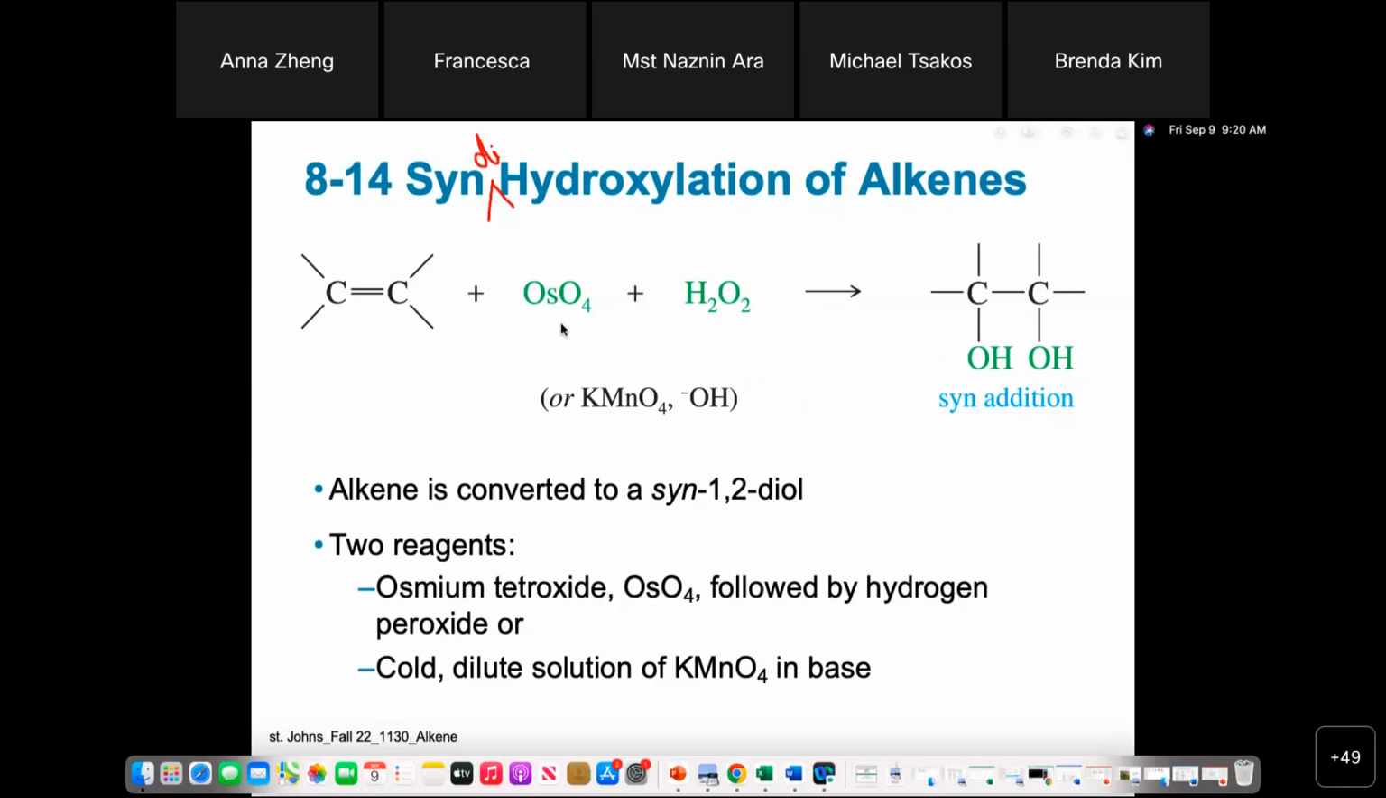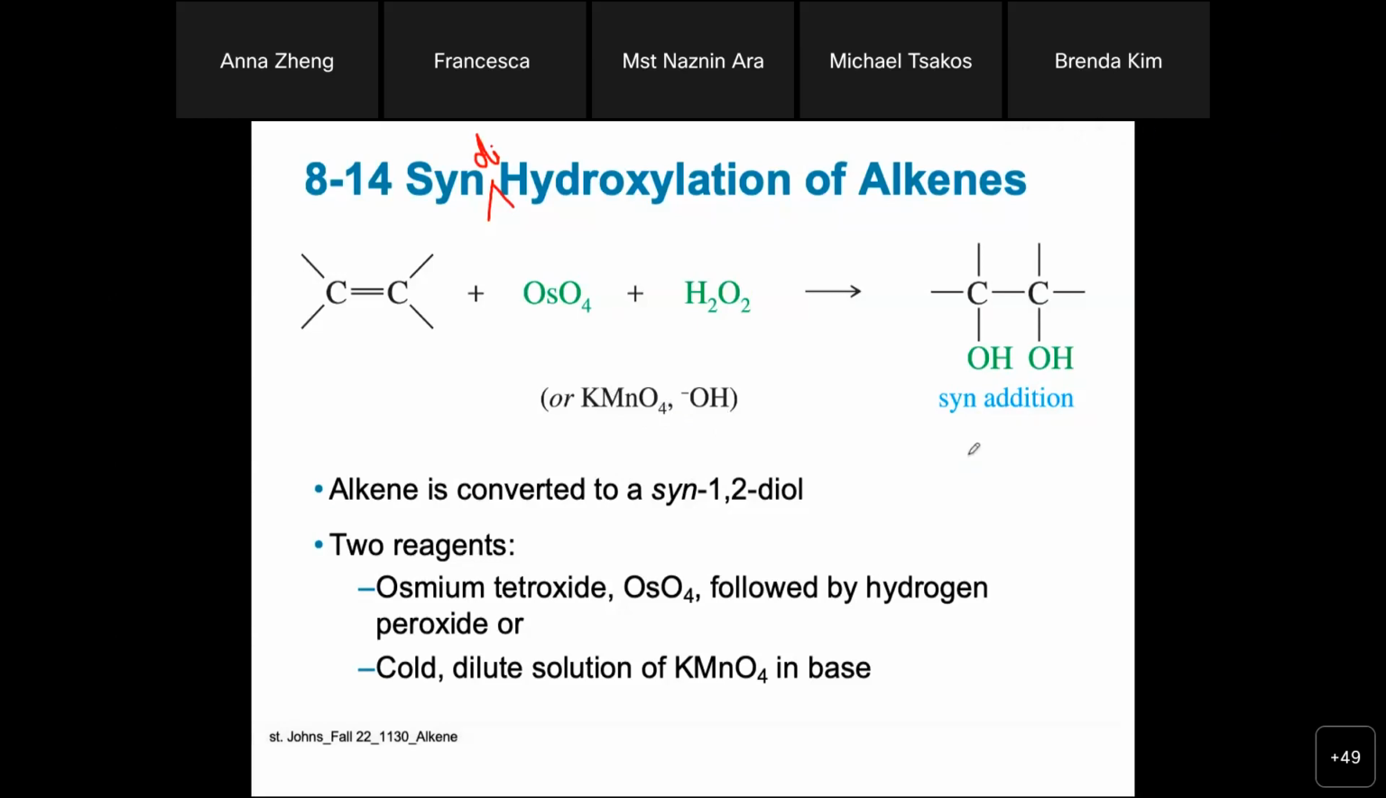So osmium tetroxide followed by hydrogen peroxide. With hydrogen peroxide you might know that normally they follow anti-Markovnikov, but here, let's see the procedure. Here the alkene is converted to a syn 1,2-diol, and we use osmium tetroxide followed by hydrogen peroxide to carry out this reaction. We can also use potassium permanganate as a reagent for this kind of reaction.